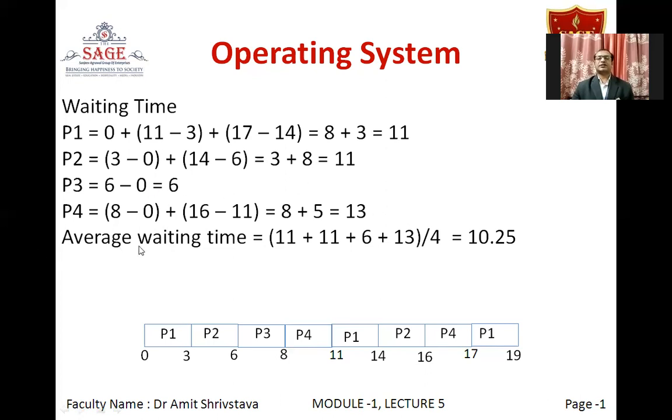So now let us calculate the average waiting time. So the sum of all these divided by 4 gives us 10.25. So 10.25 milliseconds is the average waiting time for the round robin algorithm.